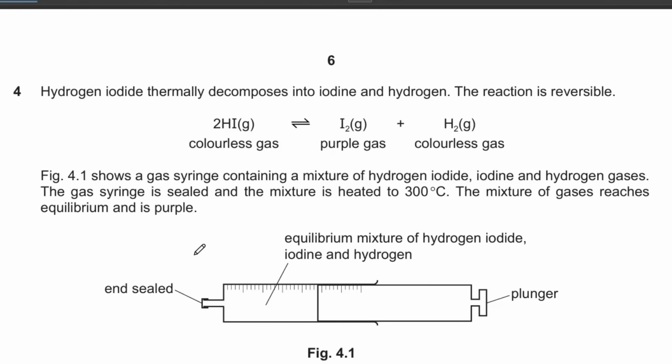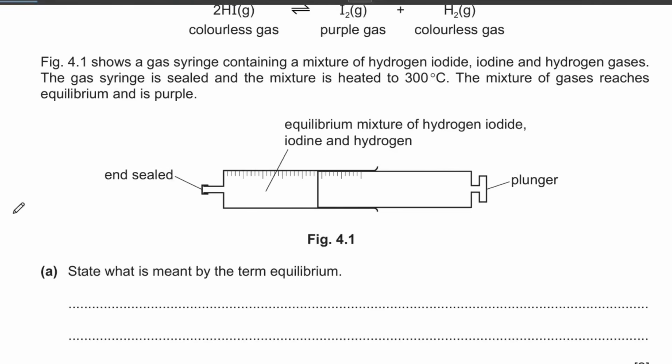Next, question 4. Hydrogen iodide thermally decomposes into iodine and hydrogen. The reaction is reversible. Figure 4.1 shows a gas syringe containing a mixture of hydrogen iodide, iodine, and hydrogen gases. The gas syringe is sealed and the mixture is heated to 300 degrees Celsius. The mixture of gases reaches equilibrium and is purple. Okay, so take note of all the information here.